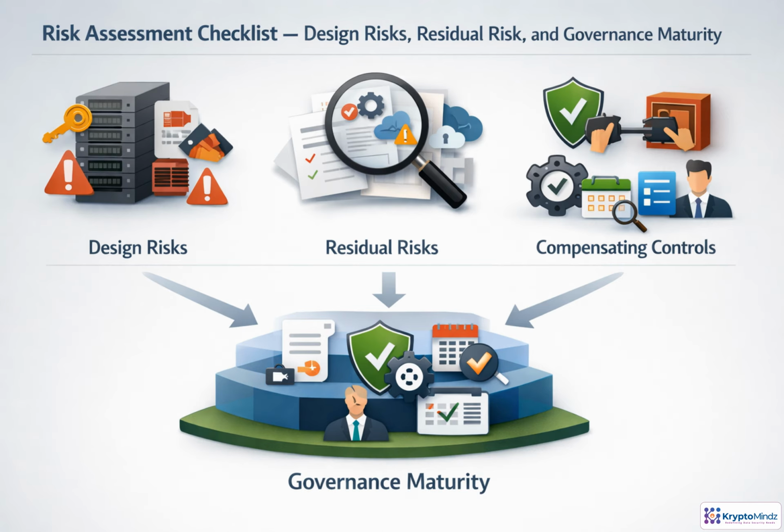Your risk checklist for HSMs should always start with design. Look for excessive privileges, weak isolation, missing logs, poor recovery testing, and fuzzy key ownership. Then ask, after current controls, what residual risks remain, like misconfiguration, regional lock-in, operational dependency, or human error. For those, define compensating controls and clear owners. Finally, assess governance maturity: policies, evidence, automation, review cadence, and whether leadership is actually accountable.